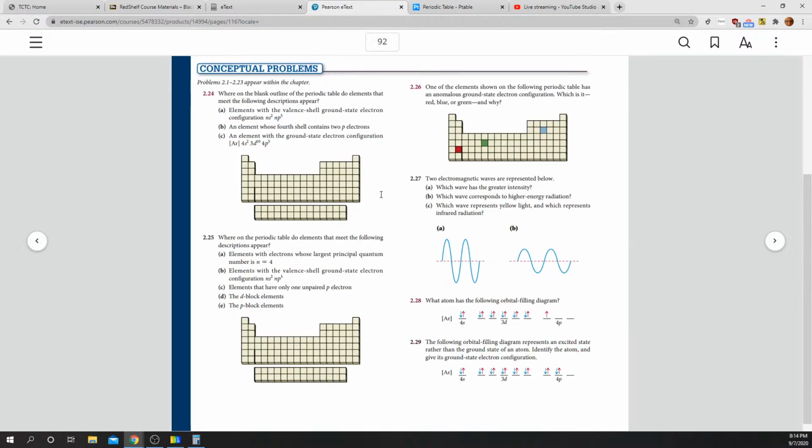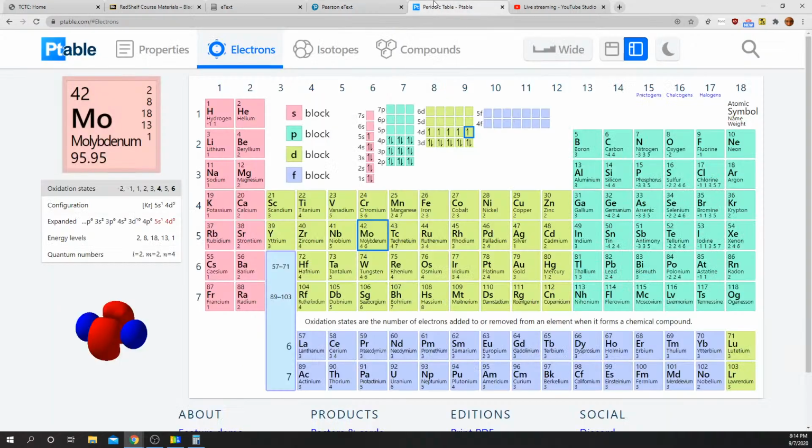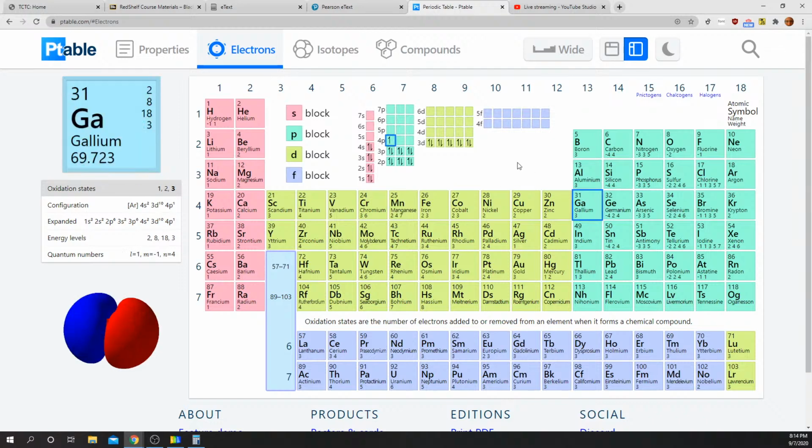And 28. What atom has the following orbital filling diagram? Argon 4s2, 3d10, 4p1. Let's assume they mean the ground state. That means 4s2, 3d10, 4p1. It is our friend gallium. Yep, 4s2, 3d10, 4p1 means it's in the first column on the fourth row of the p block.